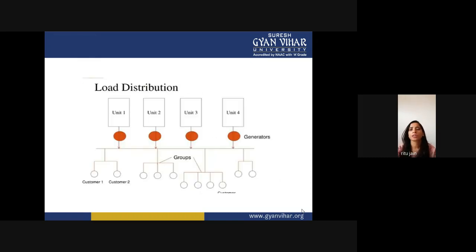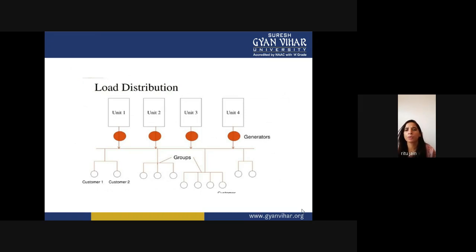Let's come to the next point. Now this is a very important diagram. You can see that there are four units. Every power plant has three, four, or five units according to the requirement or the load demand. Each unit has its own generator.